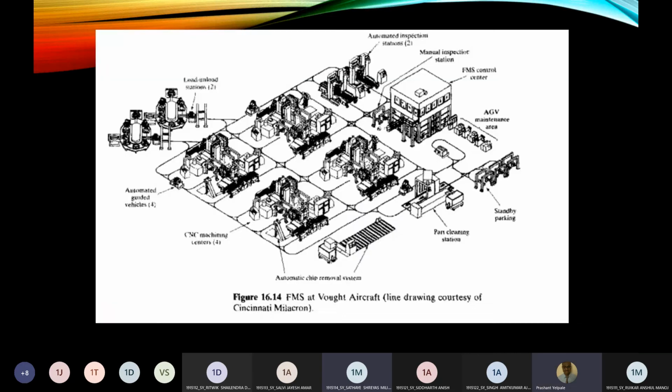In the next slide, I'd like to show the line diagram by courtesy of Cincinnati. So this is the person who actually implemented the FMS in the industry. As you can see, the quality is not that great. I just tried to pixelize it by expanding it. But if this diagram is visible, there is only one manual inspection station in the whole FMS. That shows the amount of reliability we have on the machines to produce and go about machining different components. Thank you.